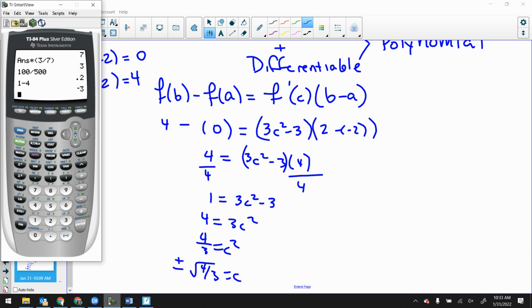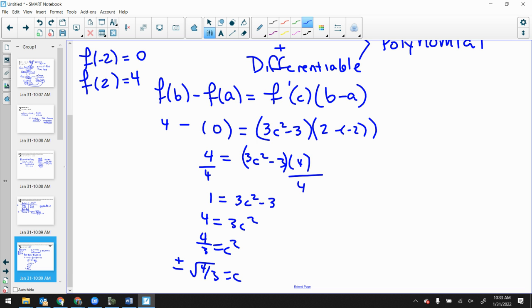I guess the only thing I should check is to make sure that it's in our interval, negative 2 to positive 2. So let's test the square root of 4 over 3. It comes out to 1.15 and negative 1.15, which is in between our interval, negative 2 to positive 2. Okay, let's keep it moving.